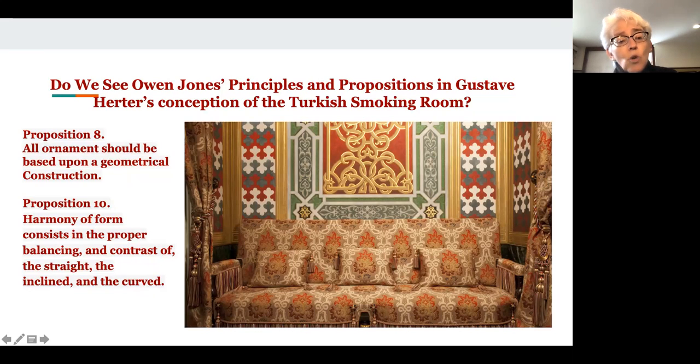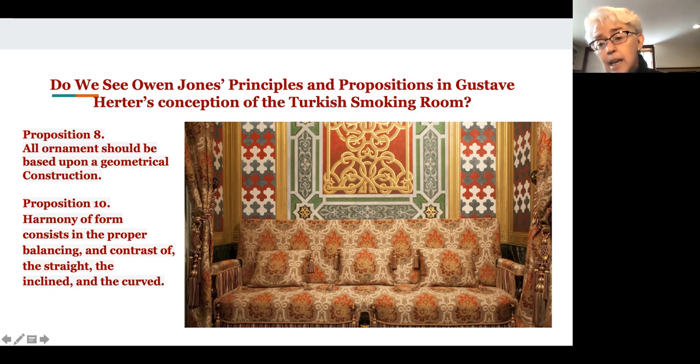Proposition 8, all ornament should be based on a geometrical construction. And I think we absolutely see that here. And we see the influence of the Alhambra designs that he had so closely followed, both in his first publication and in the Grammar of Ornament. Proposition 10, harmony of form consists in the proper balancing and contrast of the straight, the inclined, and the curved.